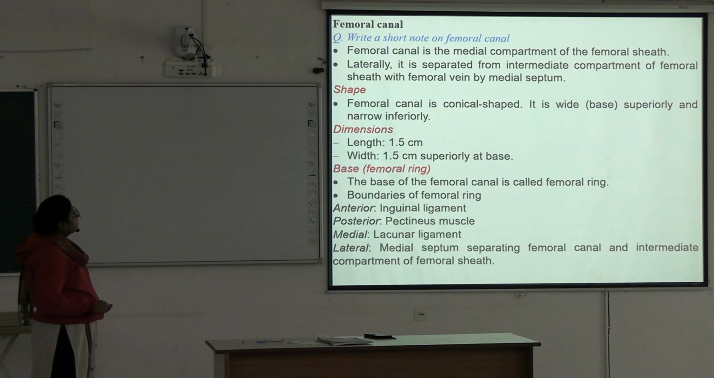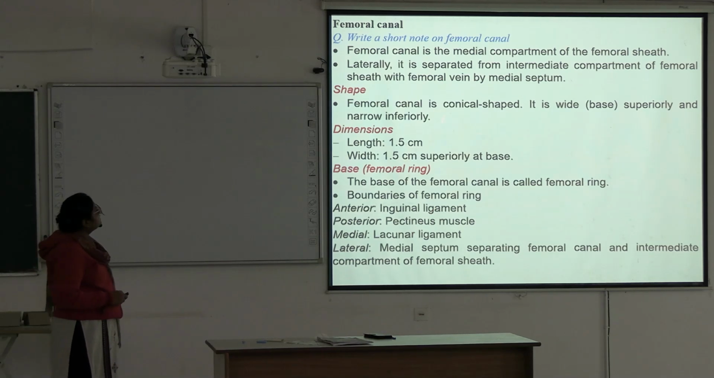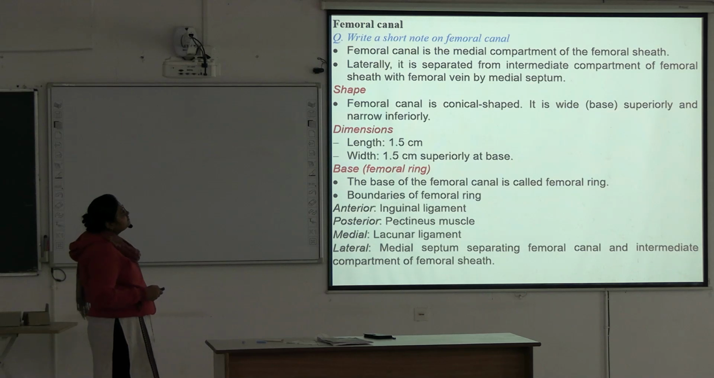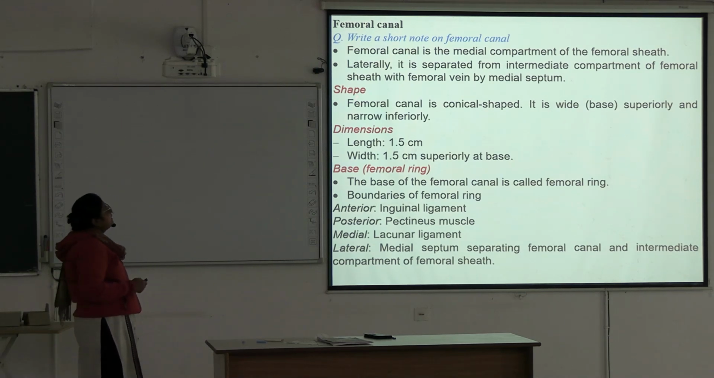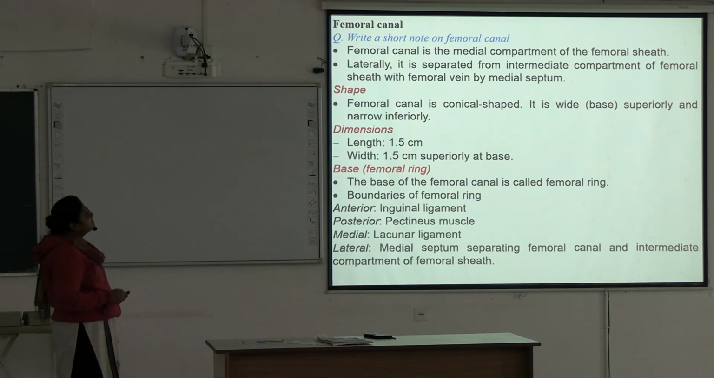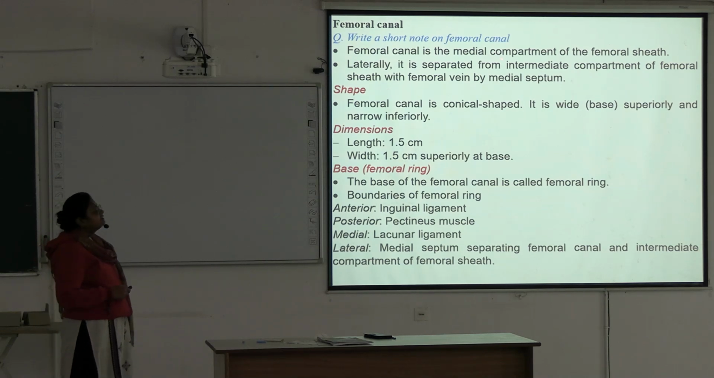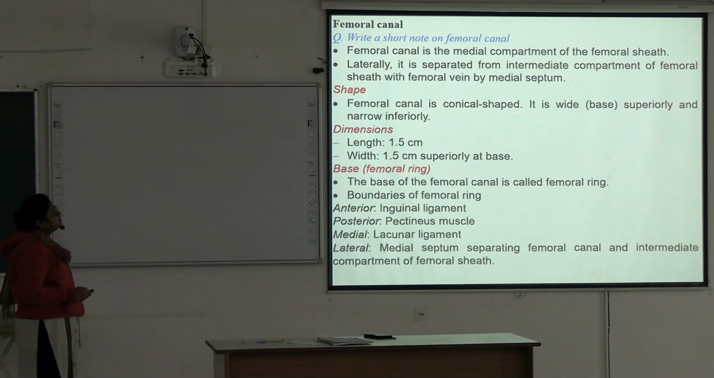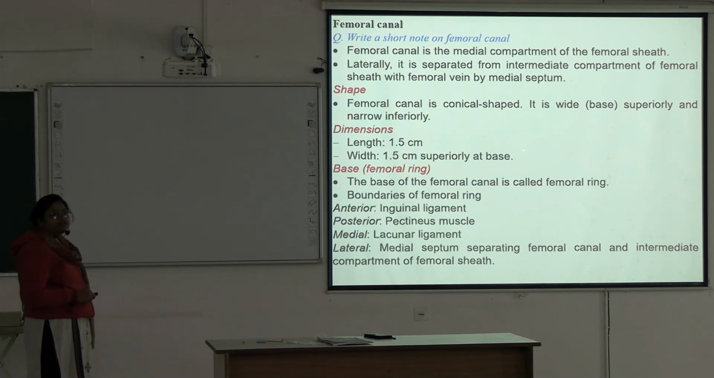Okay, so now we will discuss the femoral canal in detail. The femoral canal is the medial compartment of the femoral sheath, and laterally it is separated from the intermediate compartment of the femoral sheath, containing the femoral vein, by the medial septum. What is the shape of the femoral canal? It is conical in shape, and its wide base is directed superiorly and it is narrow inferiorly.